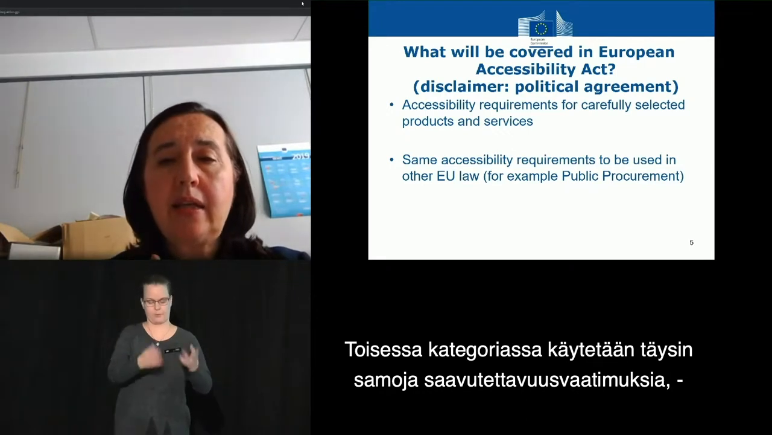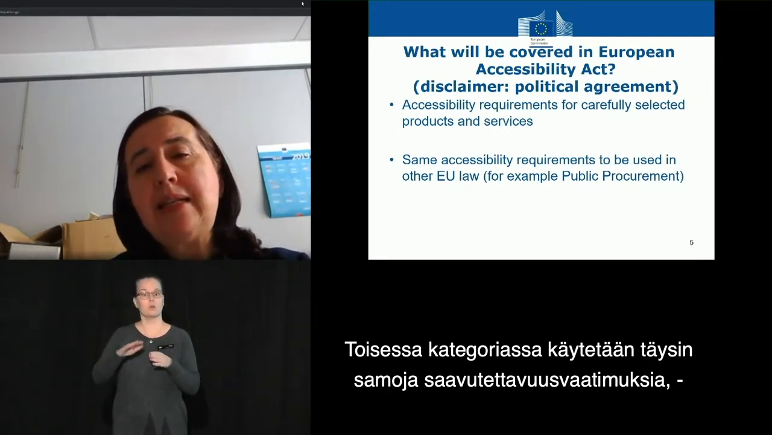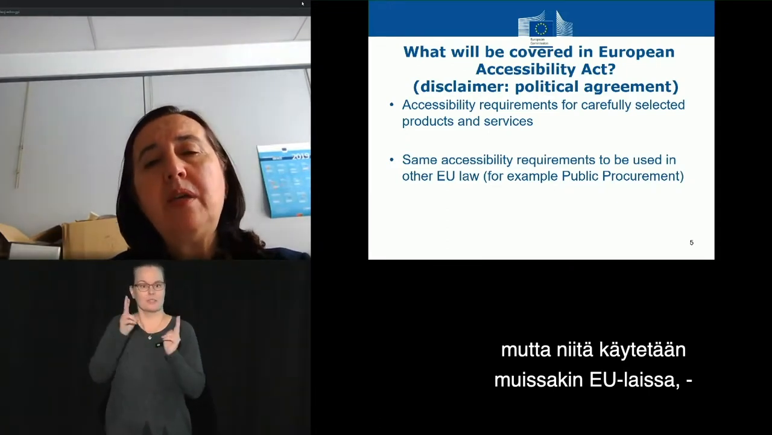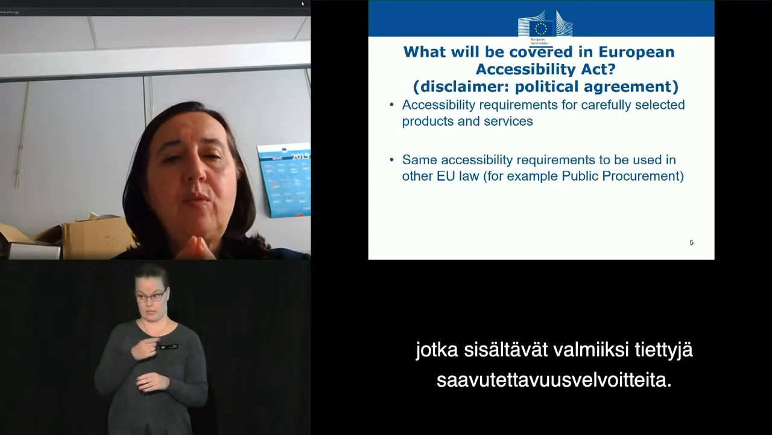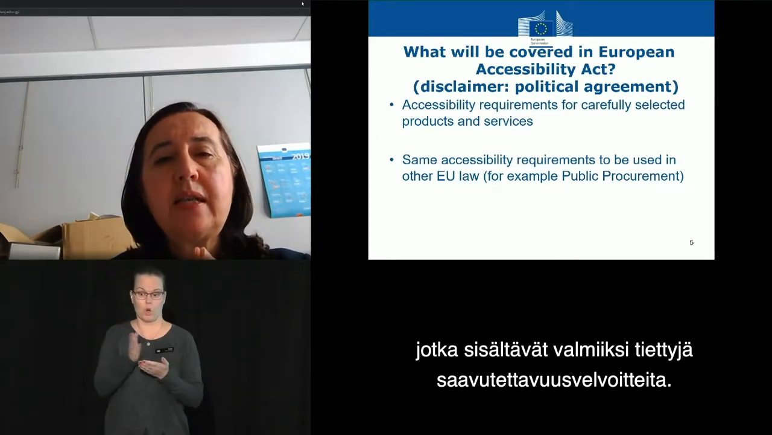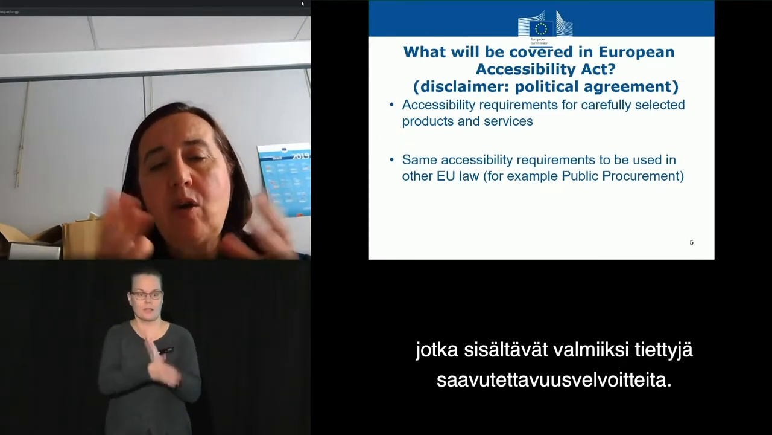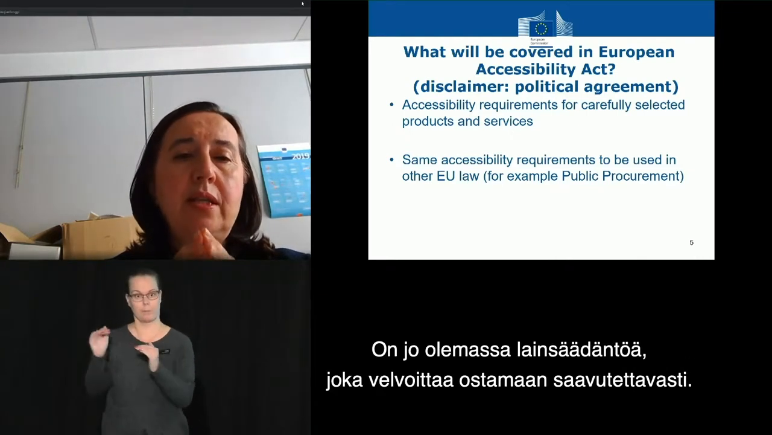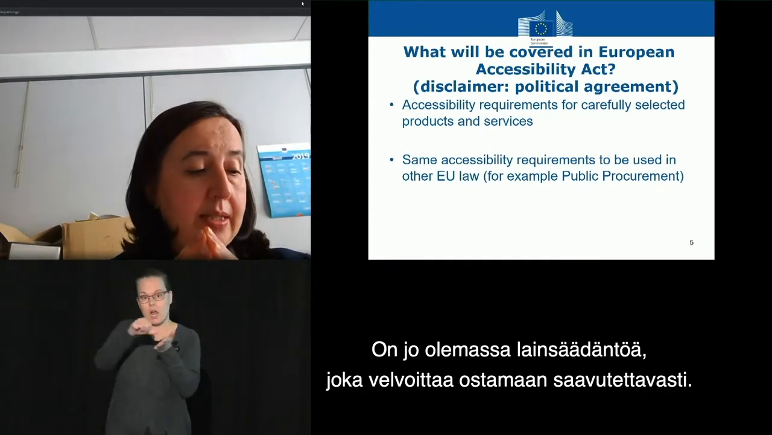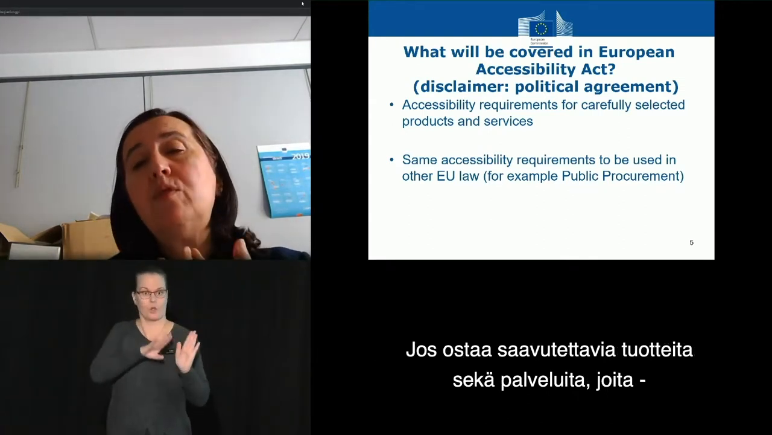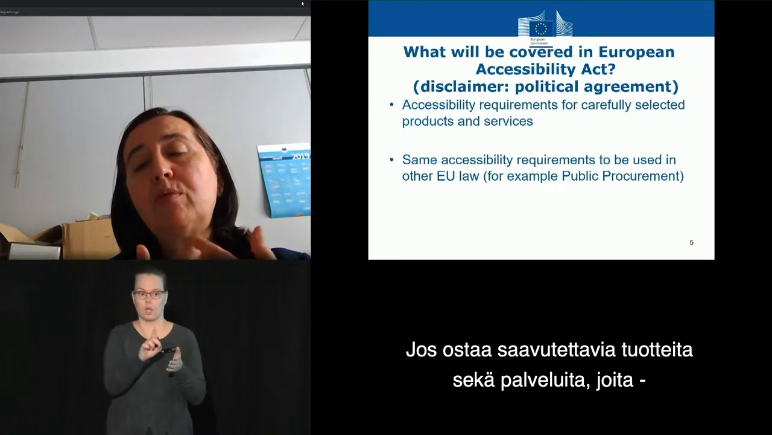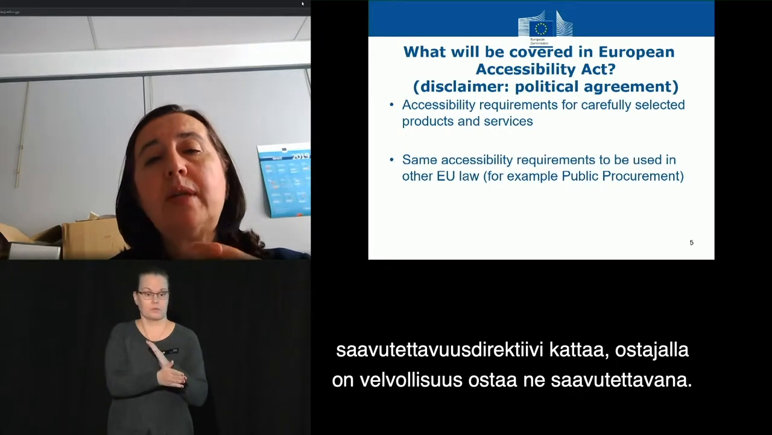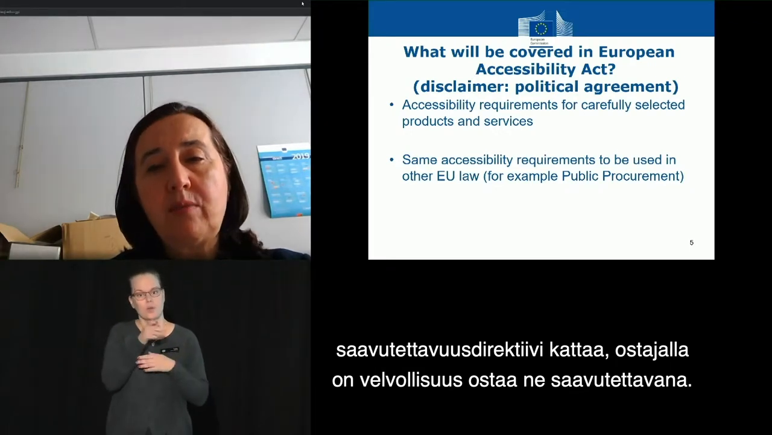The second leg is using exactly the same accessibility requirements, but they are being used in other EU law, which already contains certain accessibility obligations. For example, public procurement. There is already legislation that requires to buy accessible. And if you buy the products and services covered by the Accessibility Act, you would have an obligation to buy them accessible.